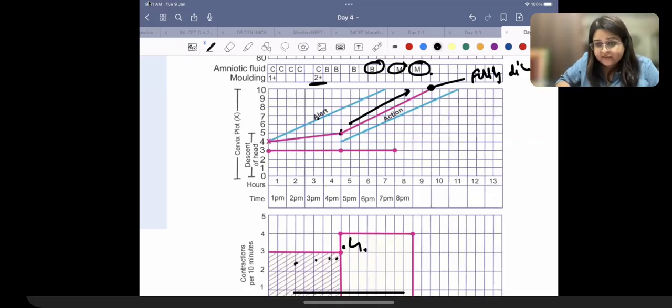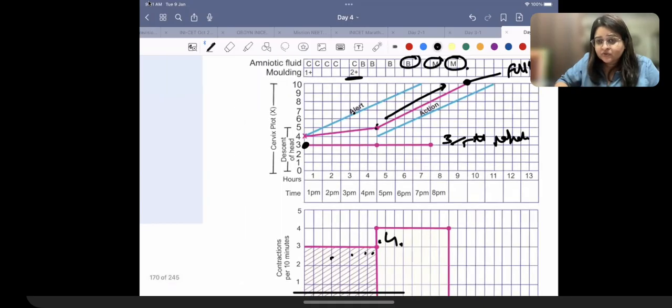But look at the other thing, look at the descent of the head. The head has not come down. It is still 3/5 palpable. So you have a situation where the patient is fully dilated, fetal distress is there, the head is very high, 3/5 palpable. What do you want to do?